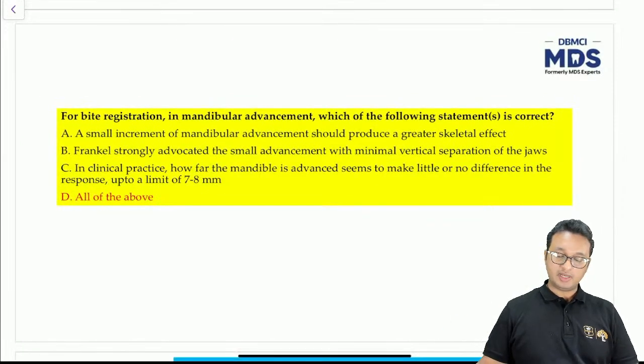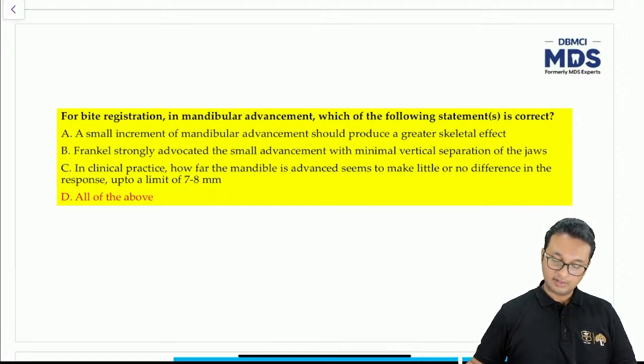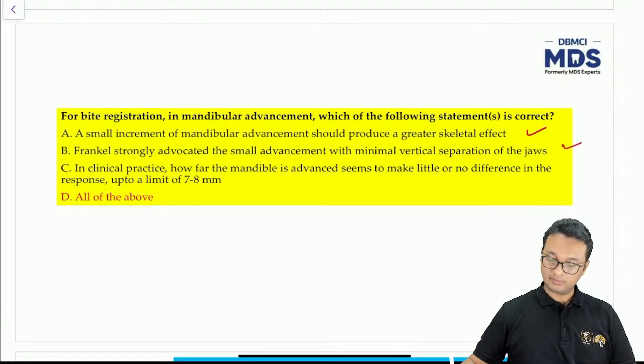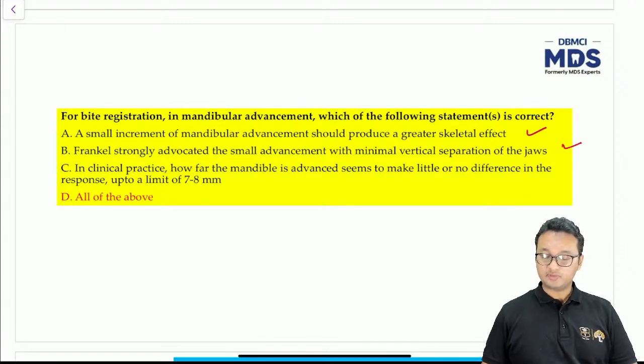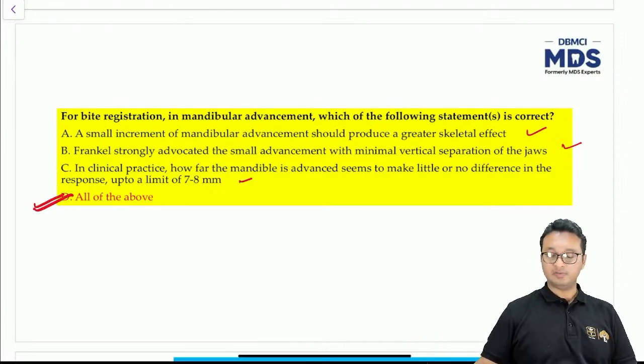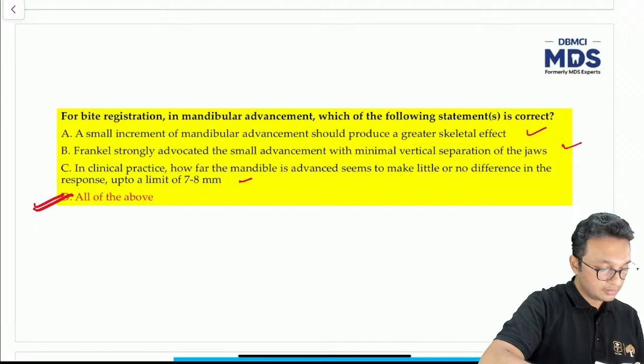For bite registration in mandibular advancement, which of the following statements is correct? A small increment of mandibular advancement should produce a greater skeletal effect. So this is correct. Frankel strongly advocated the small advancement with minimal vertical separation of the jaws. This is also correct. In clinical practice, how far the mandible is advanced seems to make little or no difference in the response up to a limit of 7 to 8 millimeters. This is also correct. Hence, all of the above will be the correct option. Okay.